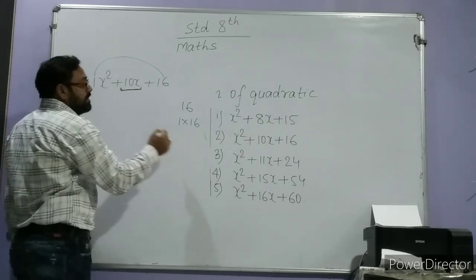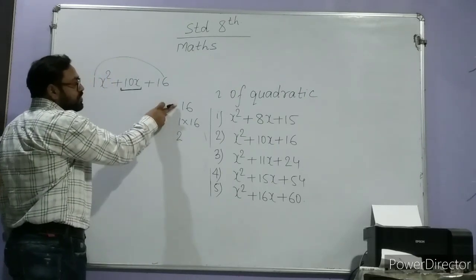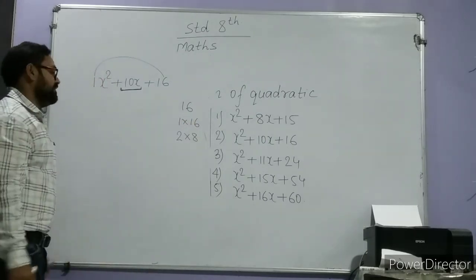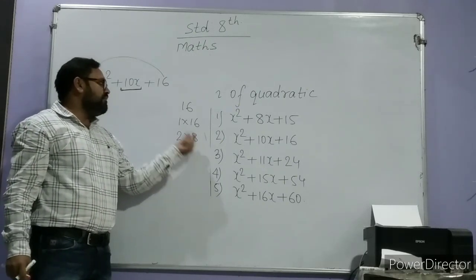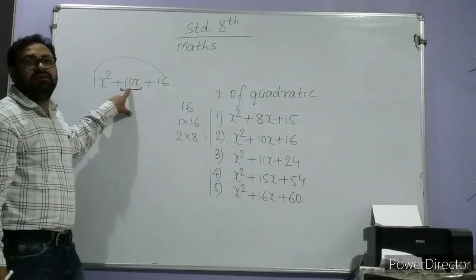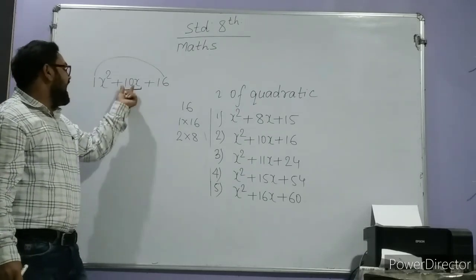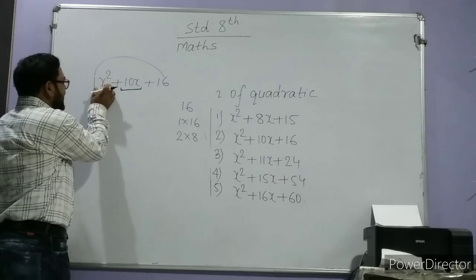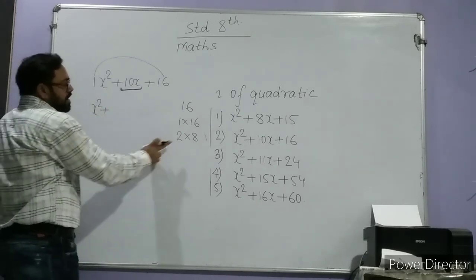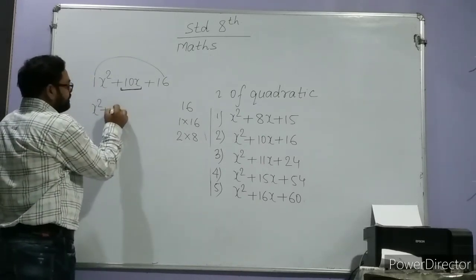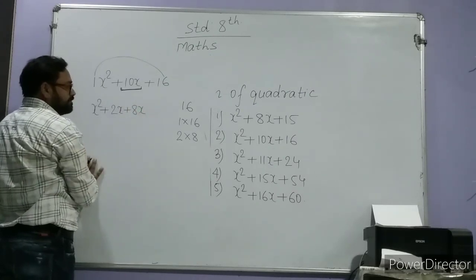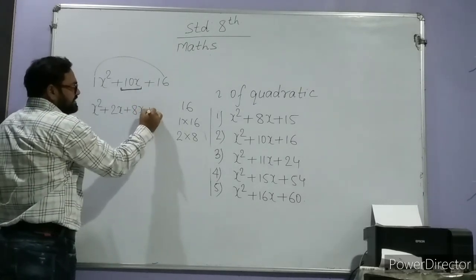So we will take another number, which is 2. When we divide 16 by 2, we know that 2 times 8 is 16. You can see over here 2 times 8 is 16. And when you take 2x plus 8x, it will be equal to 10x. So we can substitute in place of 10x. We will write this x square as same, plus 2x plus 8x, and we will write this 16 as same.